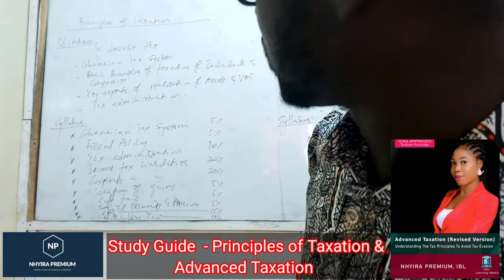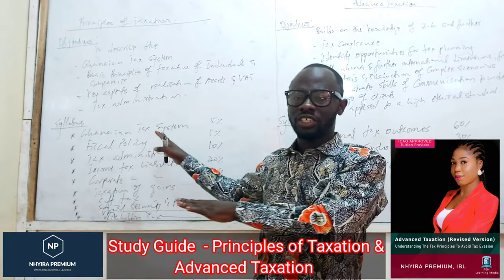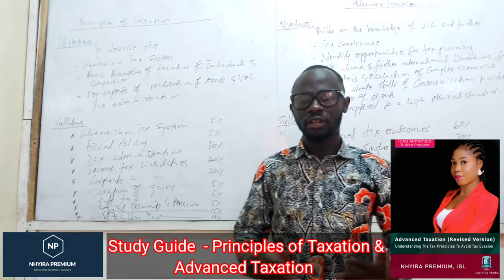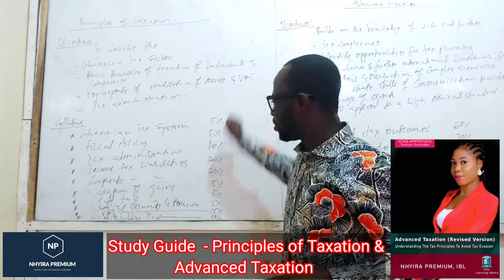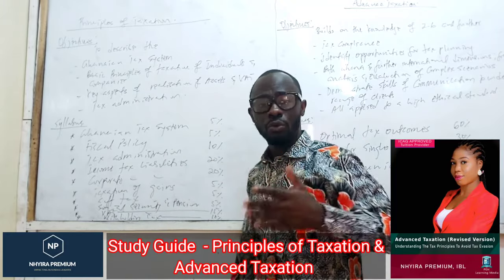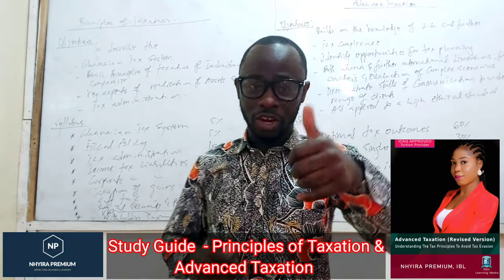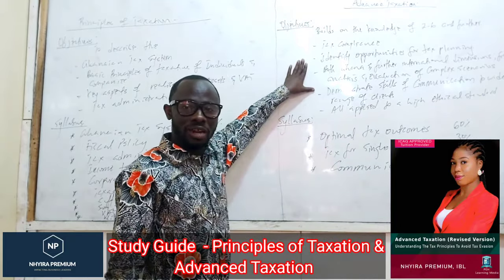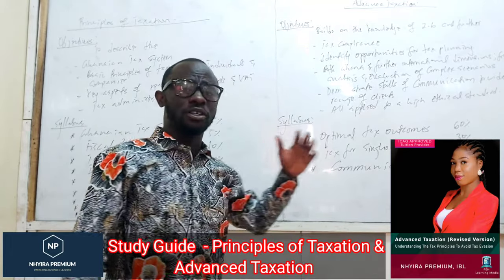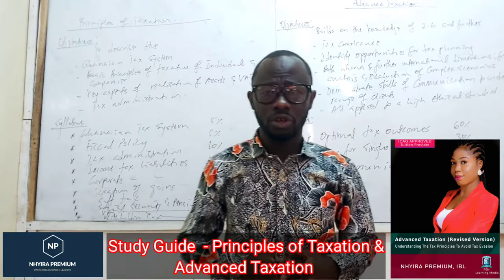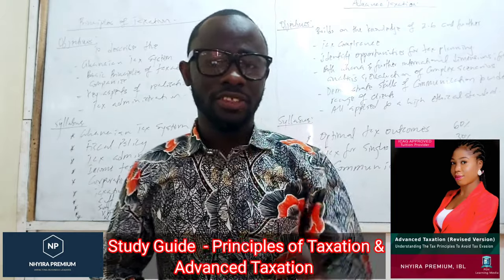So let's get into the discussion today. Principle of taxation and then advanced taxation. Principle of taxation is paper 2.6, the final paper in level 2. We want to look at the syllabus structure, the understanding of the syllabus, and what we need to focus on in order to increase our chances of passing the examination. And then for level 3, the big guys, we're going to be looking at paper 3.3, that is advanced taxation, and also look at the scope of the syllabus, what we need to look out for, and the areas we need to focus on in order to ultimately increase our chances of passing the examination.